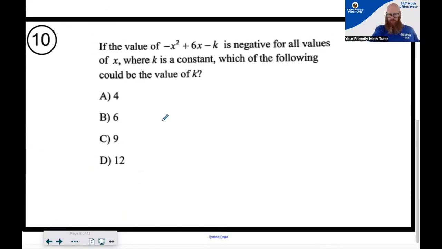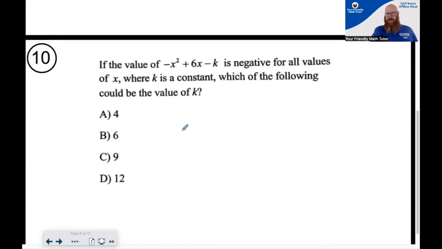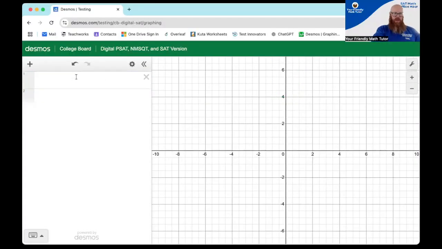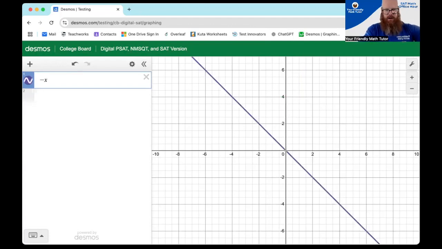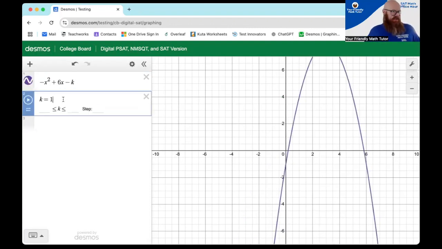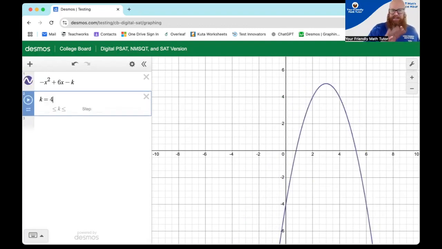All right. We got another one with a slider. So we go negative x squared plus 6x minus k. Put it in exactly as is. Add the slider. And the question is saying that this is negative for all values of x. So I'm going to make k 4 because that's answer choice A.